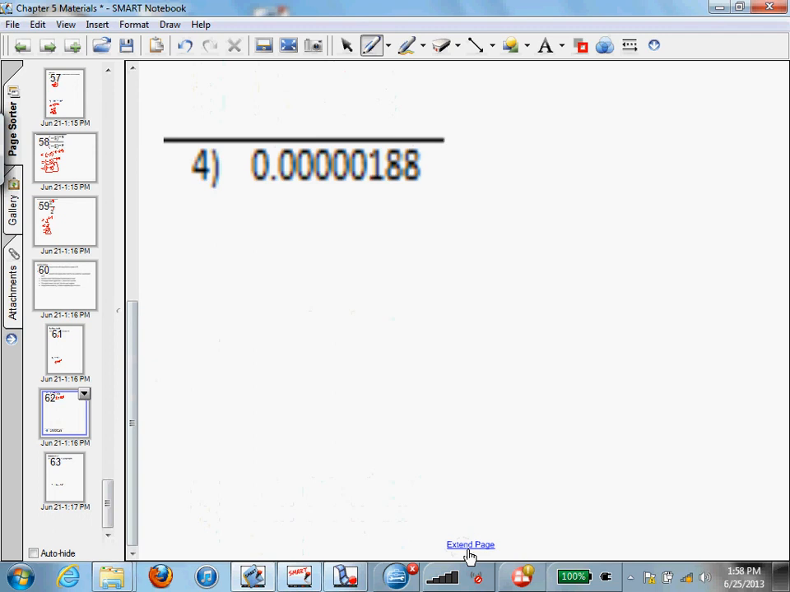For number 4, we have a very small number, and I like to work with putting the decimal right there. So I have 1.88 times 10, and now just count the number of places before you get to where that 1 ends. So 1, 2, 3, 4, 5, 6. Remember, we moved backwards because we're a very small number, so we have to have a negative.